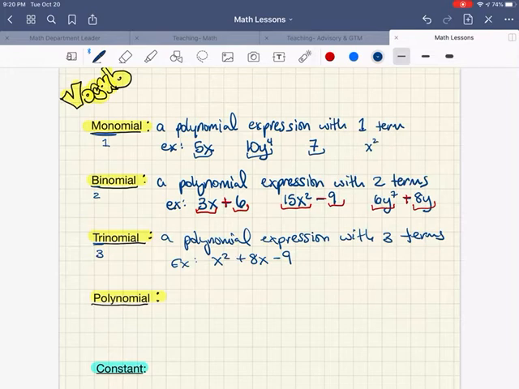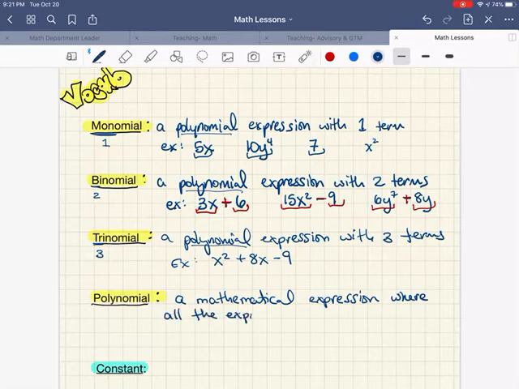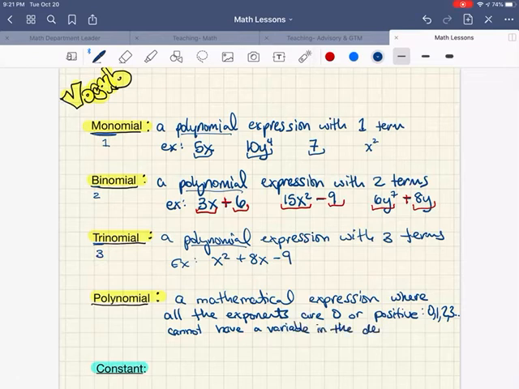Okay, a polynomial. So a polynomial is where it really encompasses all of these. So see how all of these had the word polynomial in them, right? So a polynomial is a mathematical expression where all the exponents are 0 or positive. So there can be 0, 1, 2, 3, etc. 4, 5, 6, 7. Can't have a negative exponent, okay? And it cannot have a variable in the denominator. That's the bottom of the fraction.